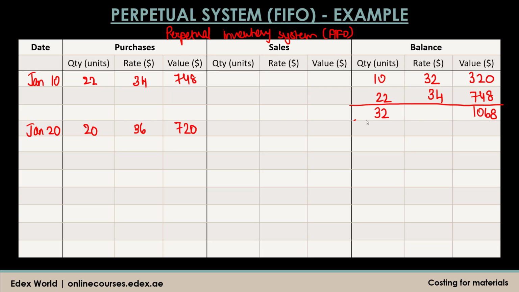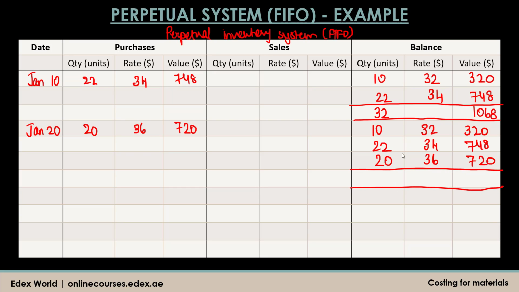Now again writing our balance, we had 10 units at the rate of 32, value 320. This was from Jan 4 batch, if you remember. Then 22 units at the rate of 34, 748. This is from the Jan 10 batch. And now on Jan 20, a new batch is received, 20 units, rate is 36 per unit, 720. So what's the total balance that this firm has? 52 units, and the total value of these 52 units is 1788.